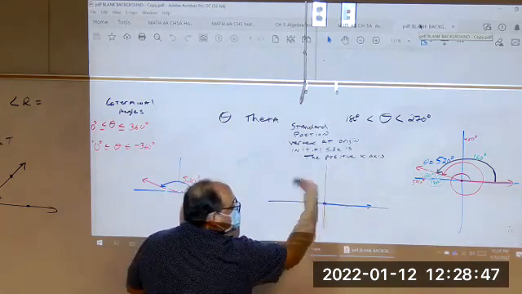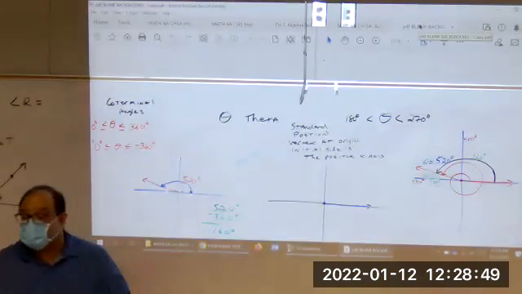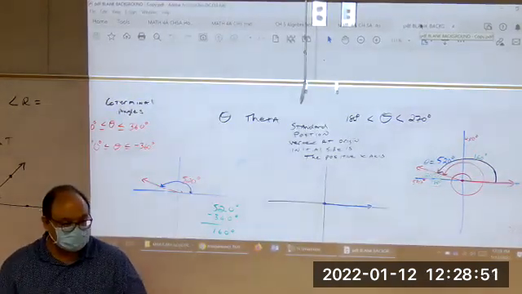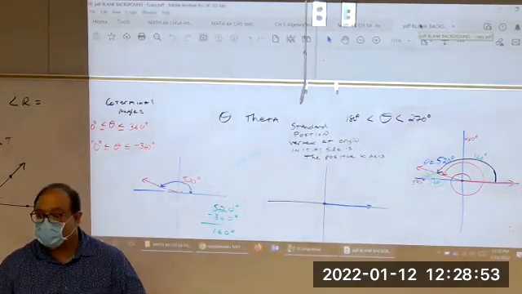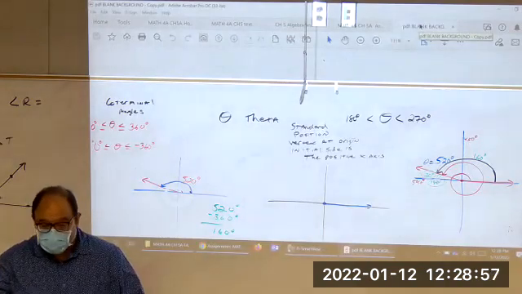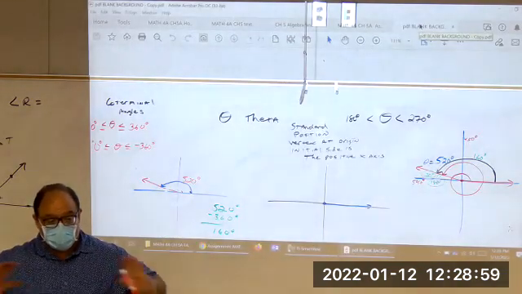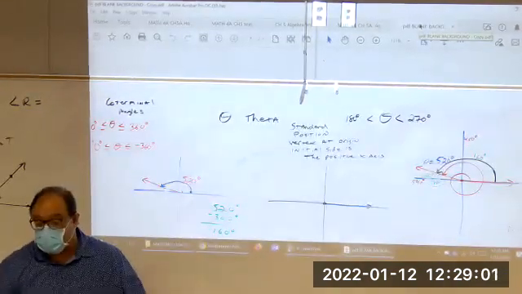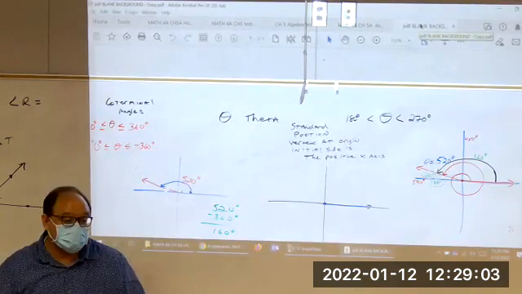When you go counterclockwise, that is a positive angle. The reason, I'm making this up. I don't know if it's the actual reason. I never actually looked into it. This is the one that makes the most sense for me.